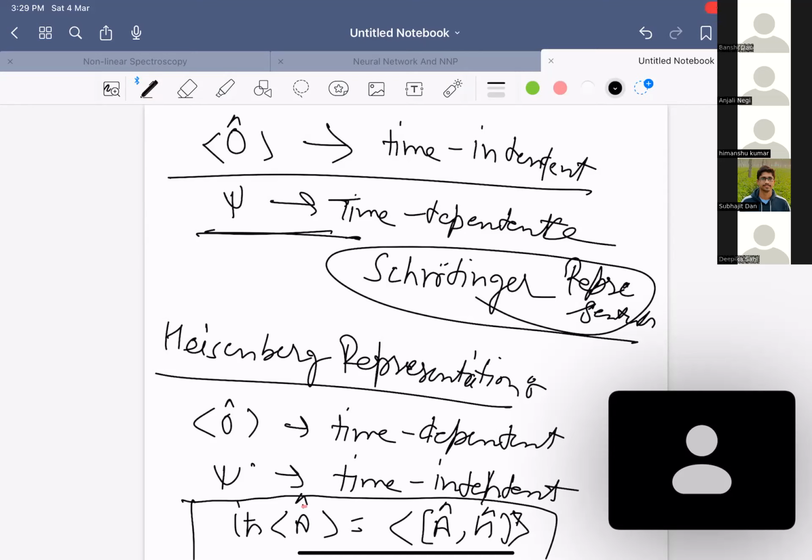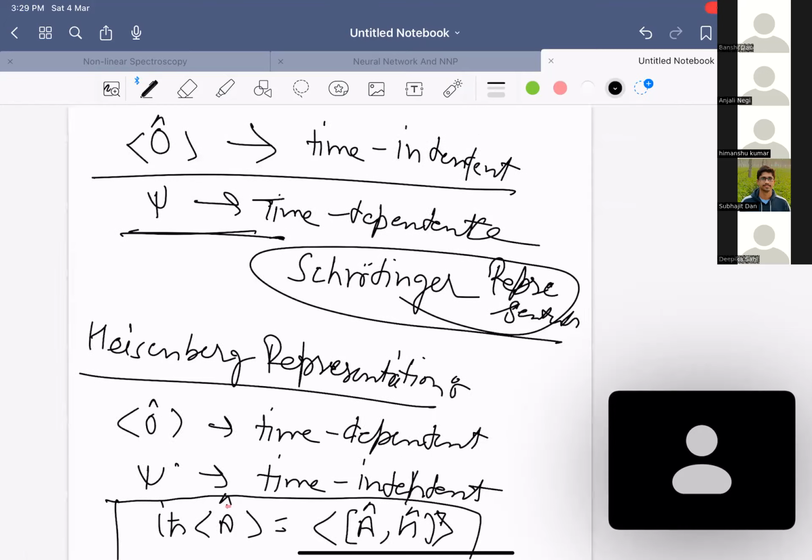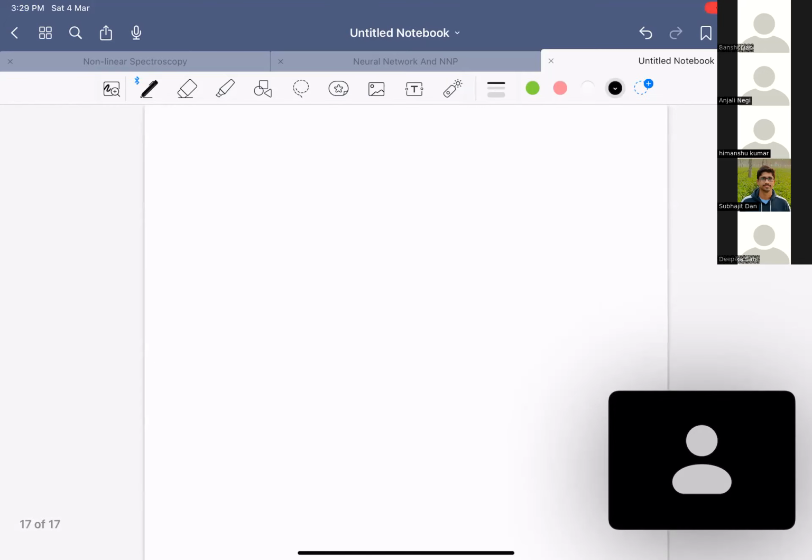So this way we have introduced this density matrix through statistical mechanics. Now let's see quickly how we can introduce it through quantum mechanics.